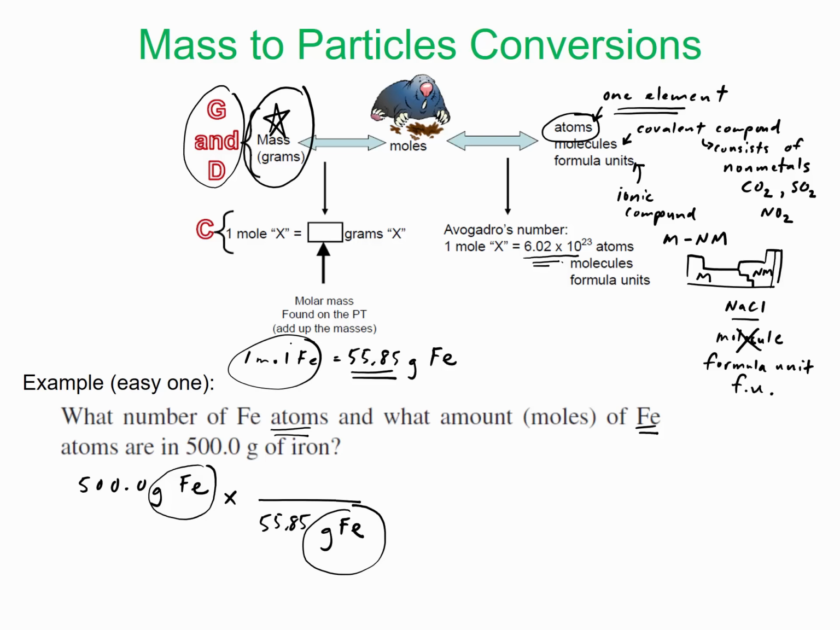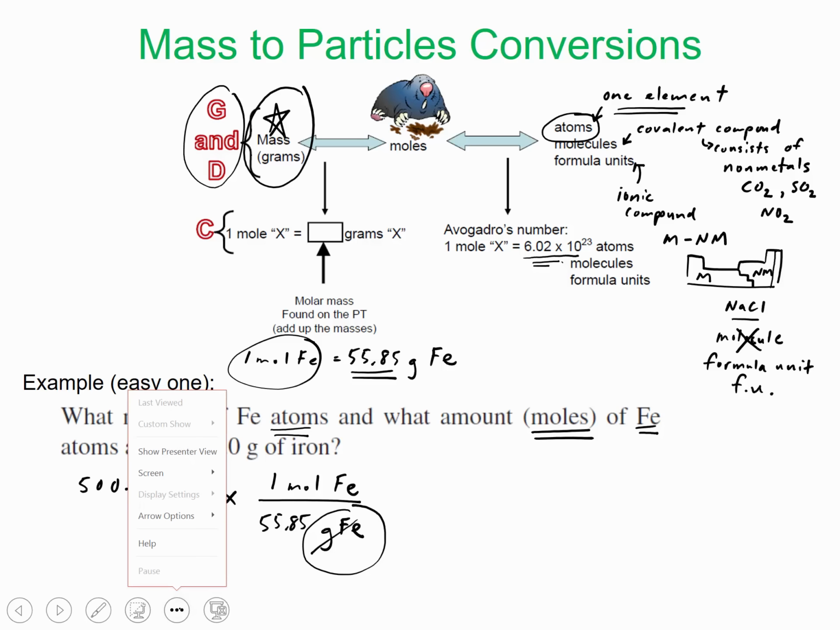And the other half of the conversion factor goes here. 1 mole of Fe goes here. And then this unit cancels. If I stop the problem now, I will have moles of iron, which I actually need that number. So I'm going to calculate that. It would be 500.